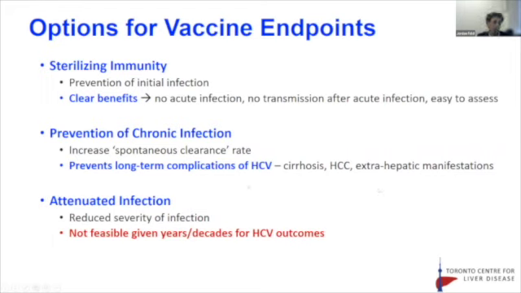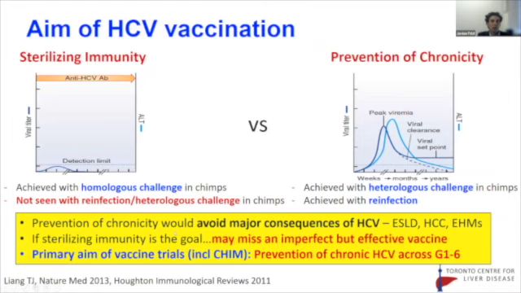An alternative approach in theory for some pathogens is to try to attenuate the infection, so you have reduced severity of infection, sort of like what's been seen with COVID-19. This clearly isn't feasible in a Hep C CHIM model because the complications happen over years or decades of infection. So if we think about this concept of sterilizing immunity versus prevention of chronicity, there's no question that sterilizing immunity would be attractive. The problem with it is that it's been difficult to achieve.